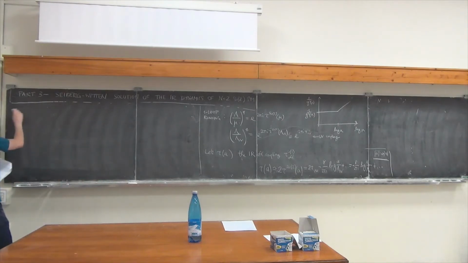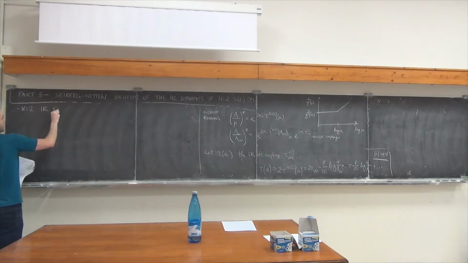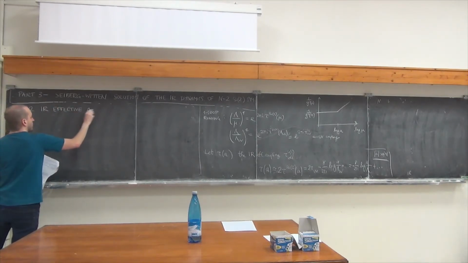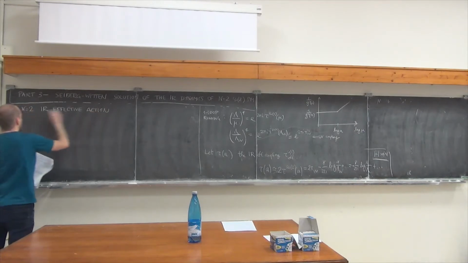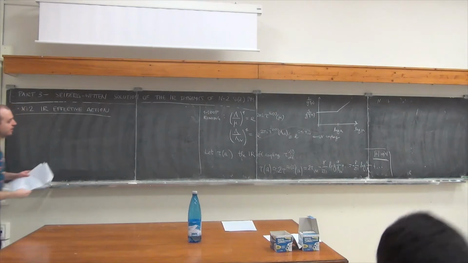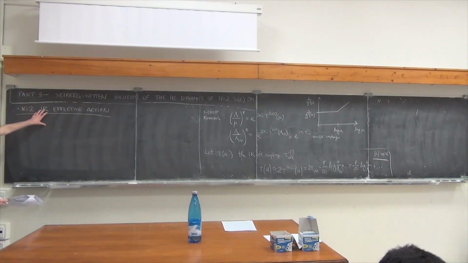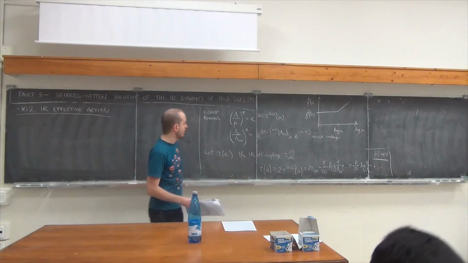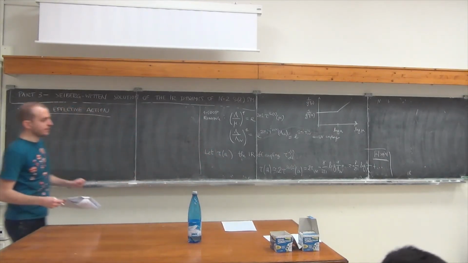So now, again we look at the N=2 infrared effective action. This is the low energy effective action for the U(1) theory that we get in the infrared, just for the massless degrees of freedom.